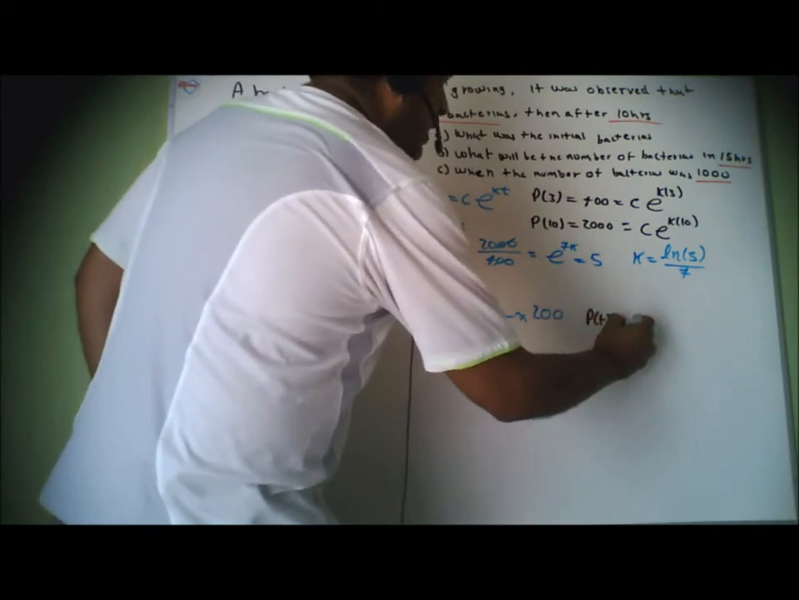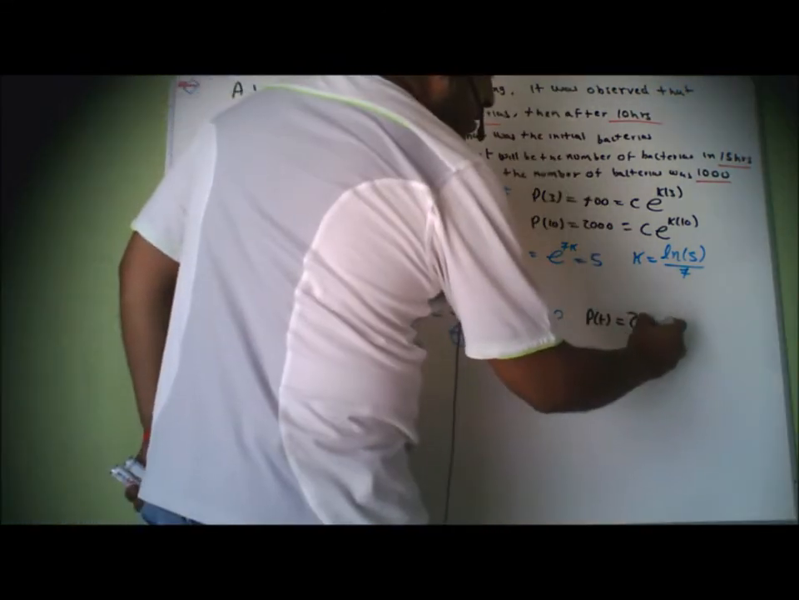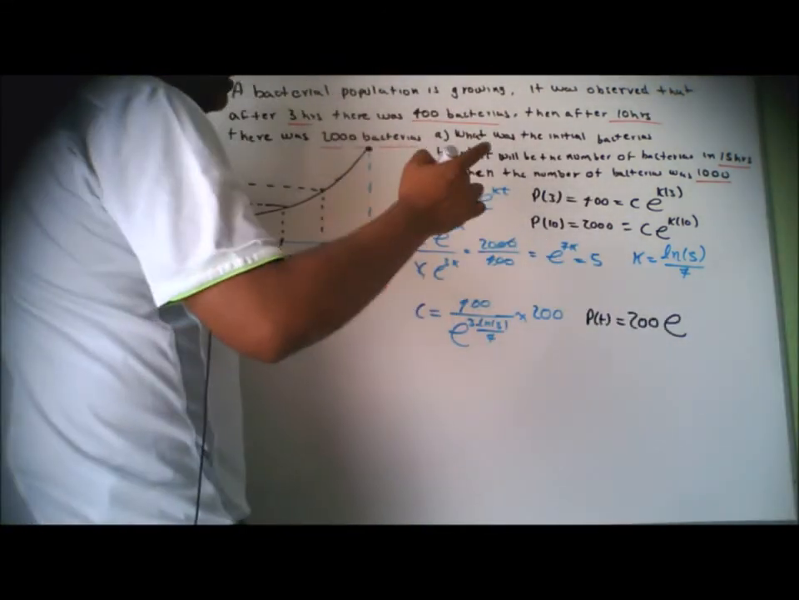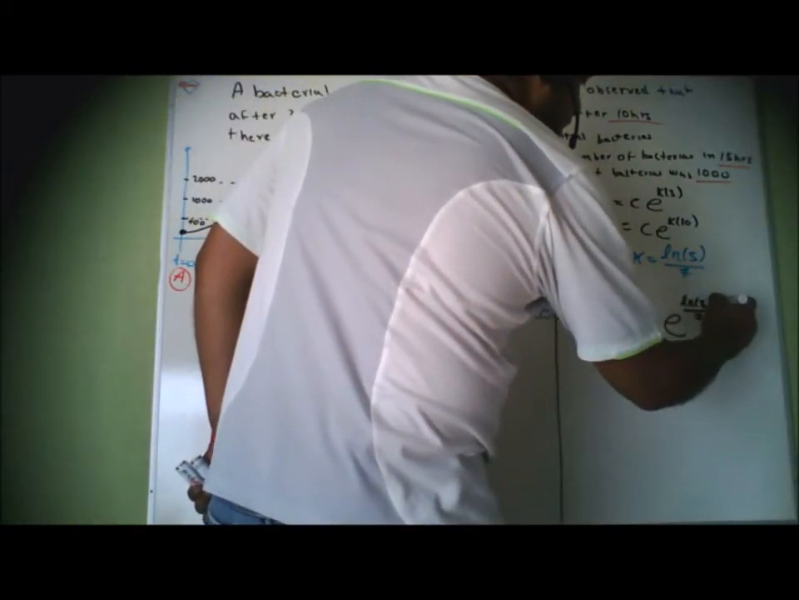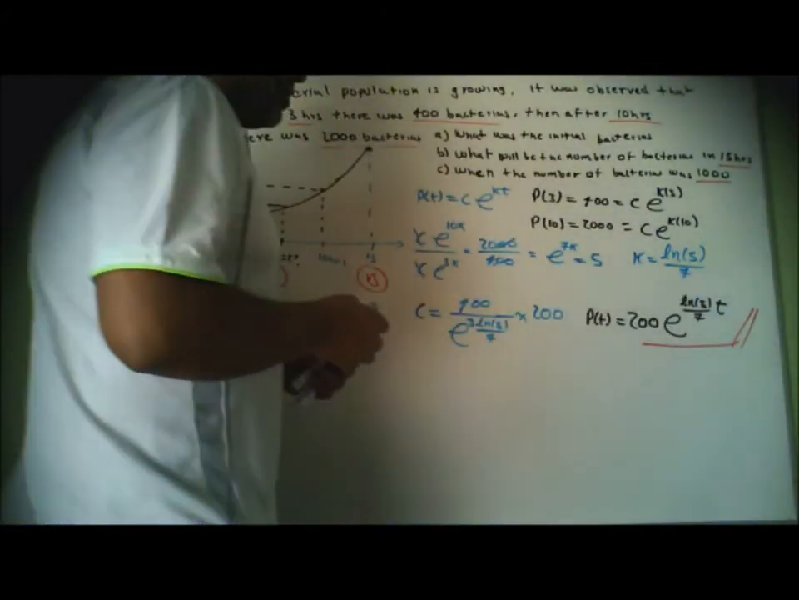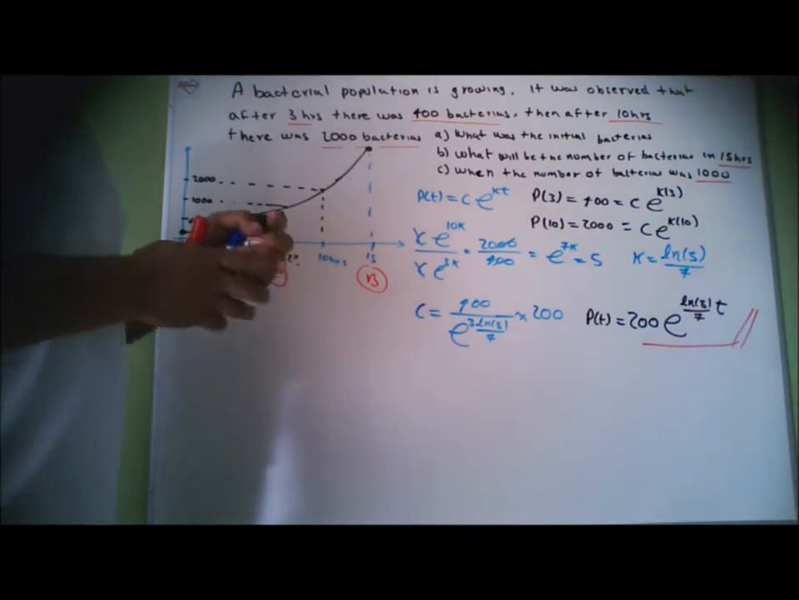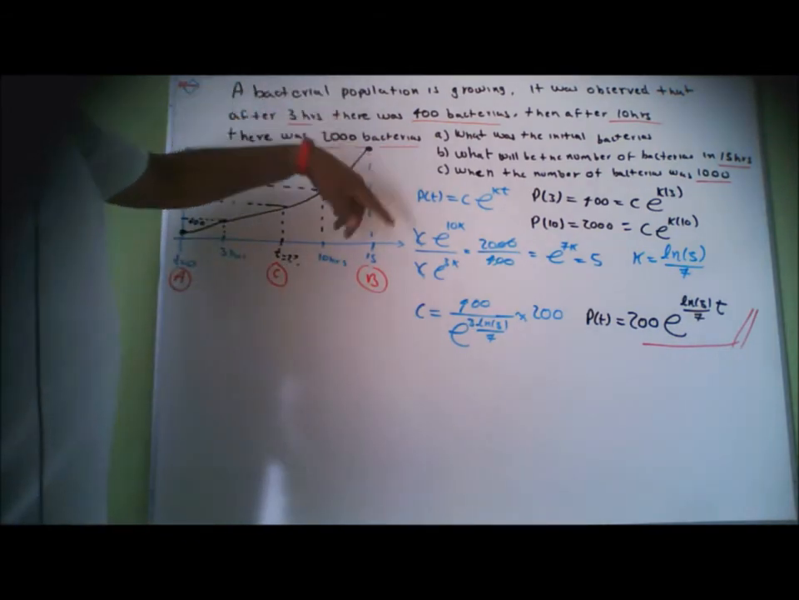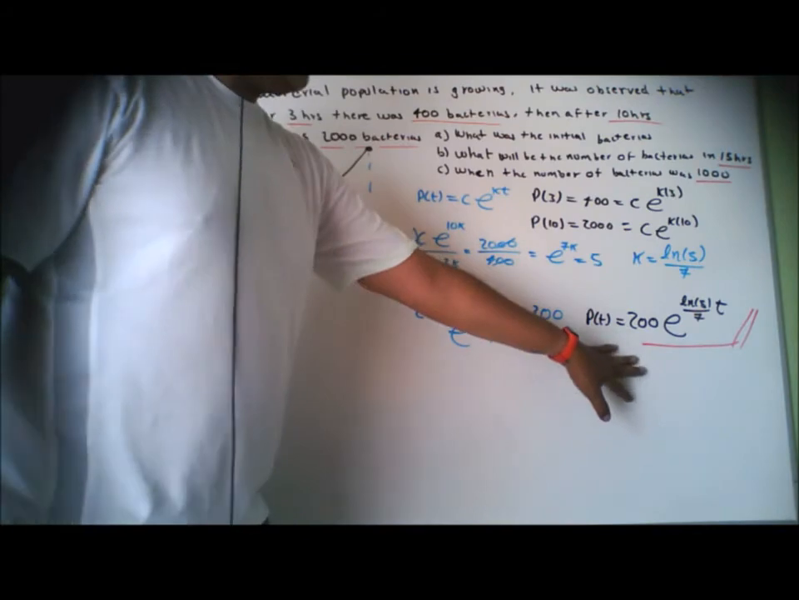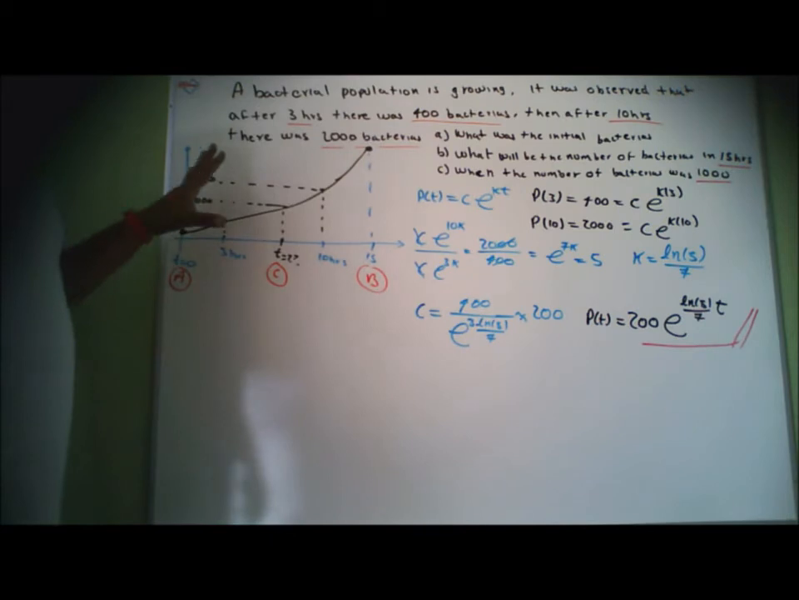So my model is going to be something like this. P of t is equal to, once we know the value of the constant and the k, 200 exponential of kt. The value of k is the natural logarithm of 5 over 7 times the time. Okay, so that's it. So we have the model. We have the personalized model, because this is the general model for any growing or decay model, but this one is the model that fits this condition. So it is a personalized model.